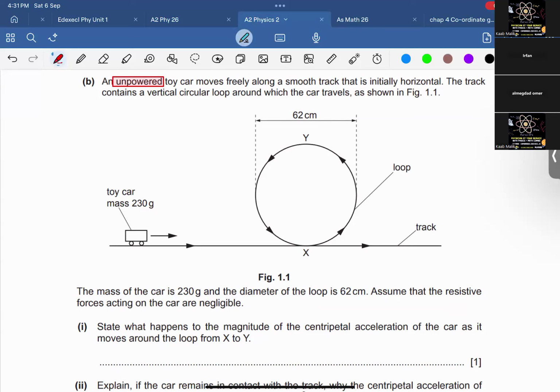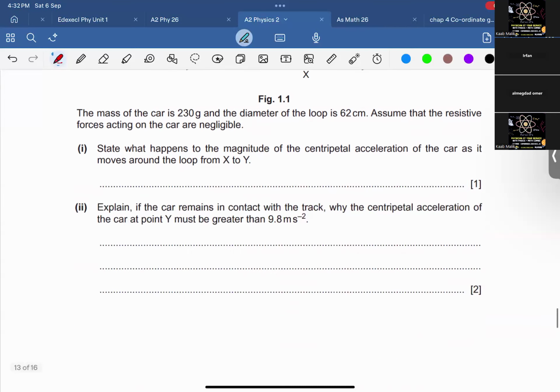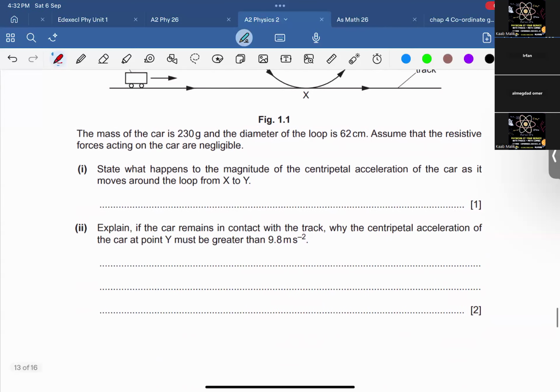So for x and y, we have the contact force, but as it moves up, the grip between the track and the toy car loses as it goes up. So the contact force decreases, and so the centripetal acceleration will also decrease. Clear? Yes. Okay. Please move on.